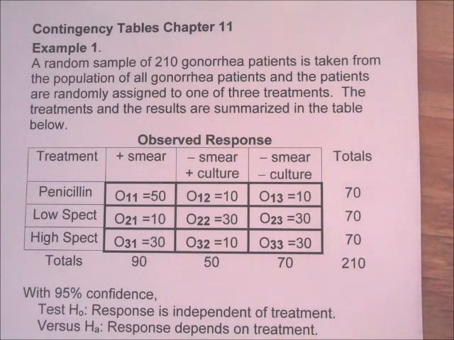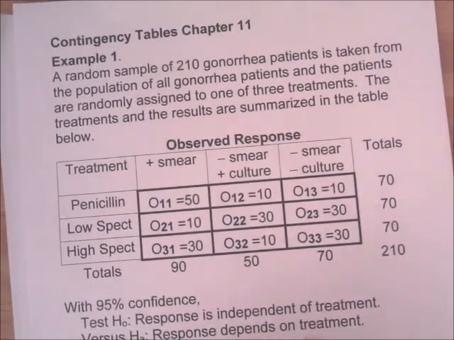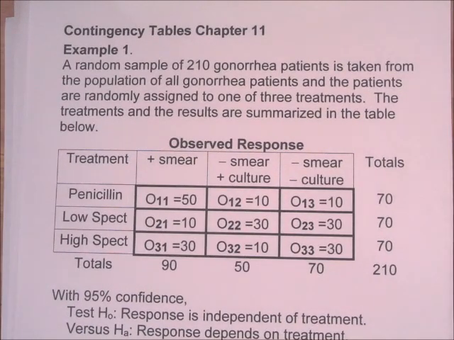Contingency tables, Chapter 11. Example 1: a random sample of 210 gonorrhea patients is taken from the population of all gonorrhea patients.